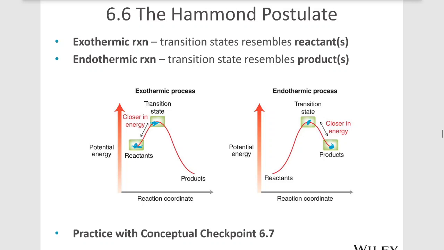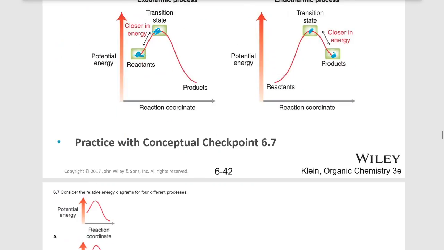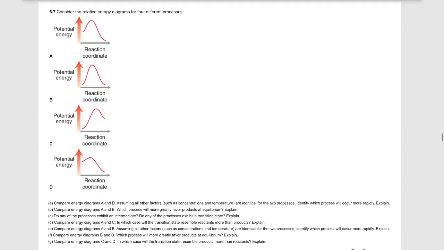And a transition state, if it's exothermic, is going to be closer in energy to the reactants. So it's going to favor the reactants more. It's going to actually look like the reactants more.